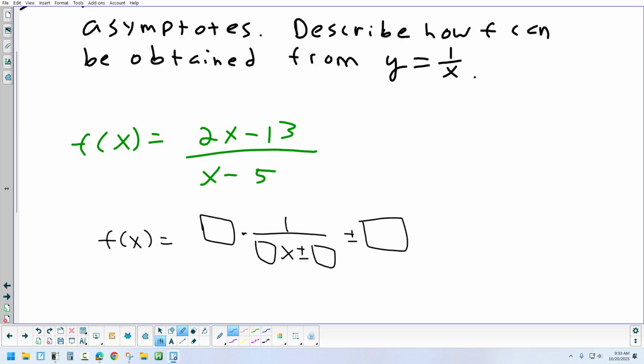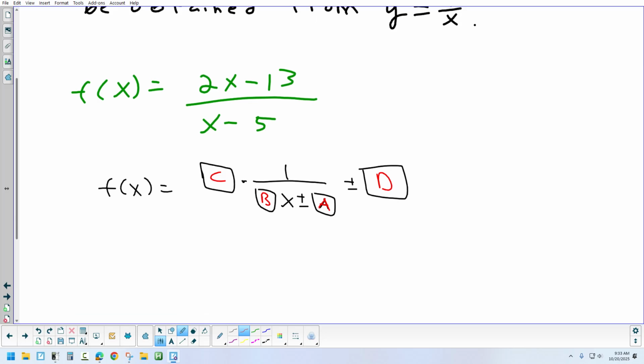I'm going to describe what each of those 4 boxes do. Some of them shift, some of them stretch. Some are horizontal, some are vertical. And there's a certain order we always have to follow when we describe each box. You go in alphabetical order, A, B, C, and then D. Both A and B are going to cause things to happen horizontally to the graph. A is going to be a horizontal shift.